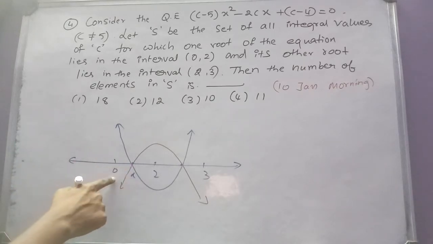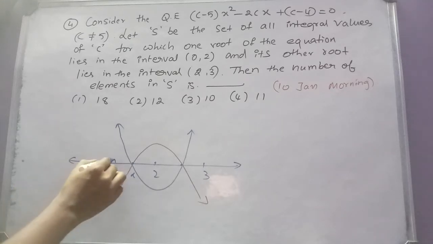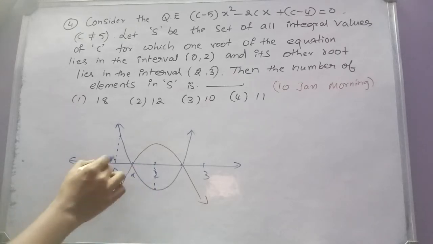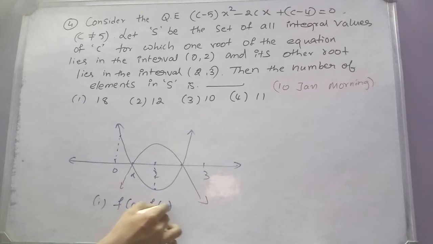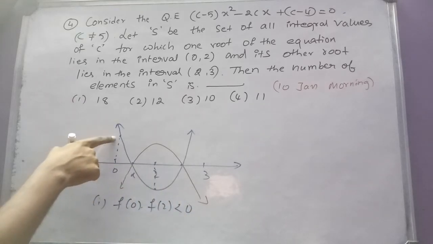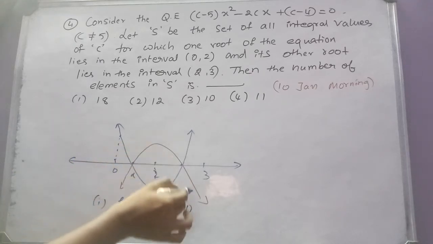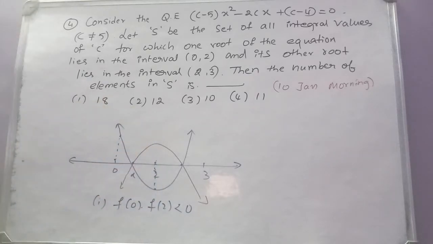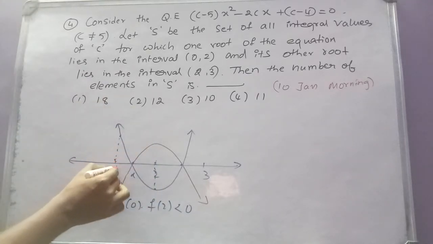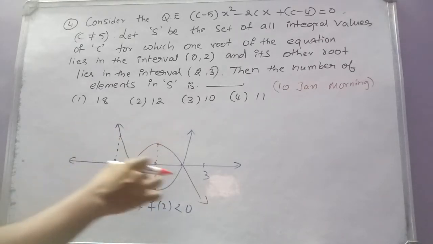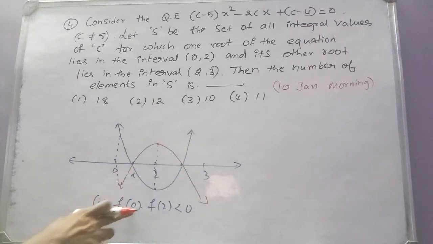One root alpha comes between 0 and 2, right? So which means that f of 0 is positive and f of 2 is negative. So the first condition must be taken as f of 0 into f of 2 less than 0. Because if f of 0 is positive, then f of 2 is negative. Or if f of 0 is negative according to the downward parabola, then f of 2 is positive. In either case, whether upward or downward parabola, f of 0 into f of 2 is negative. So let us use this first condition.